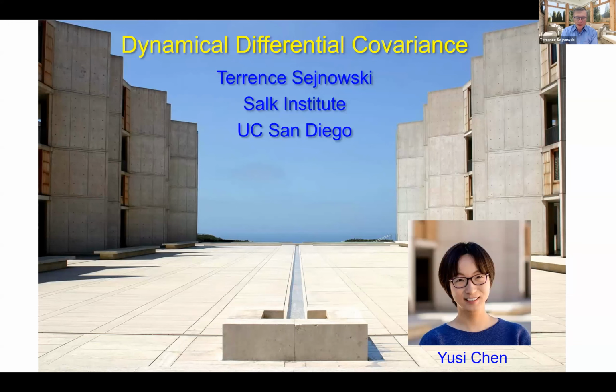Okay, what you're looking at is where I work, the Salk Institute, looking out over the Pacific Ocean. And I'm going to be telling you today about dynamical differential covariance, a new method for functional connectivity. And this is primarily the work of graduate student in my lab, UC Chen, who's, as you can see in the inset.